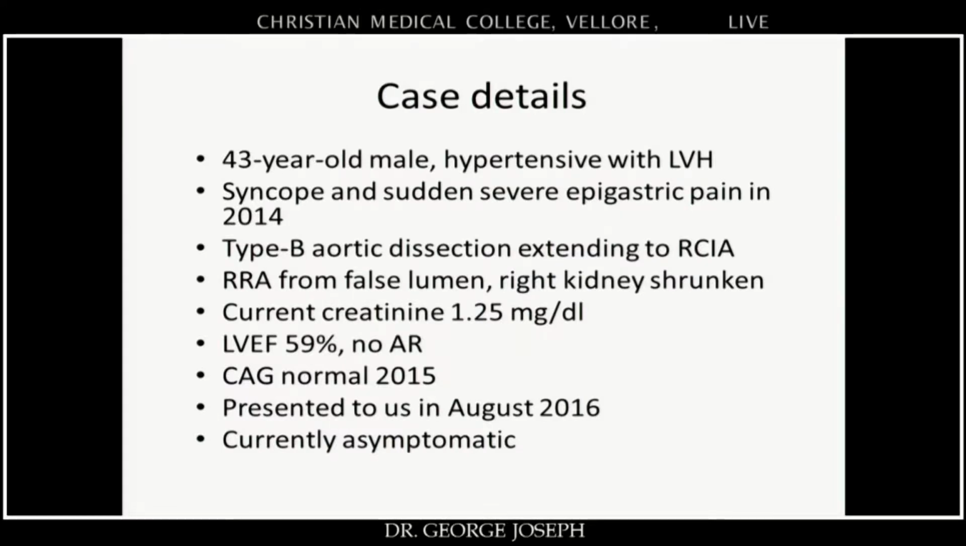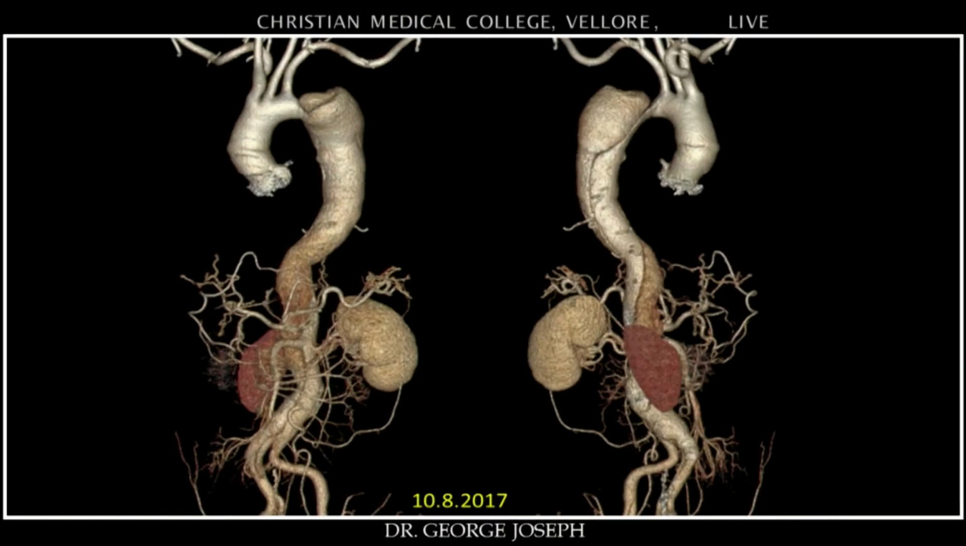Okay, so we have a 43-year-old male who's hypertensive. He had sudden onset of severe epigastric pain in 2014 associated with syncope, and then he was diagnosed to have a type B aortic dissection which extended all the way to the right common iliac artery. Of the visceral vessels, the right renal artery came off the false lumen, and over time the right kidney has shrunken. But his creatinine is normal, 1.25. His LV is normal, his coronaries are normal. He came to us 2 years later, and we've been following him up for the last 1 year. He is asymptomatic. Next slide, please.